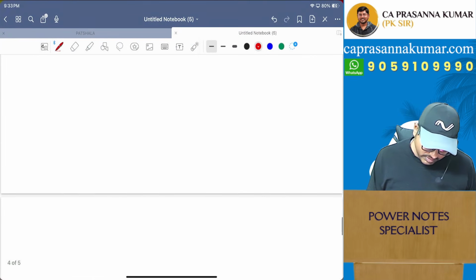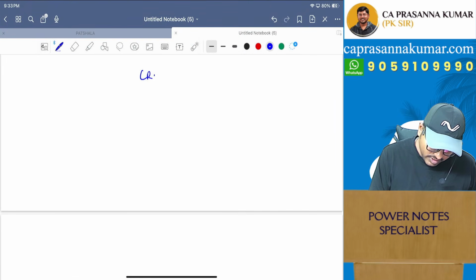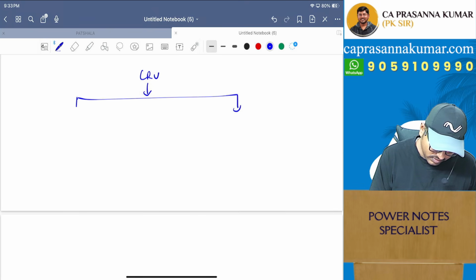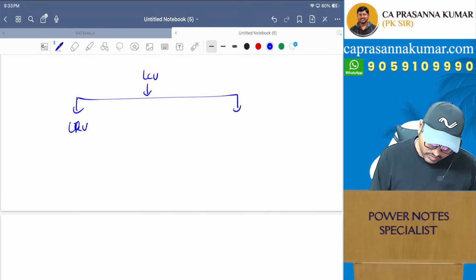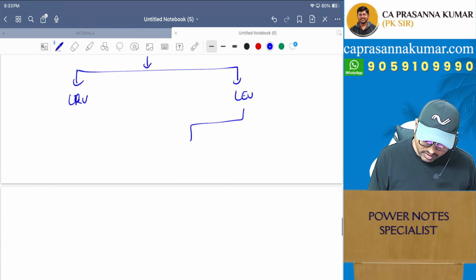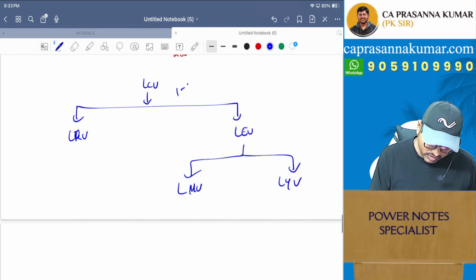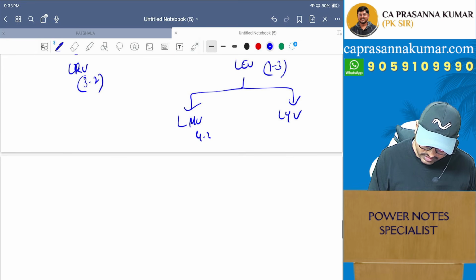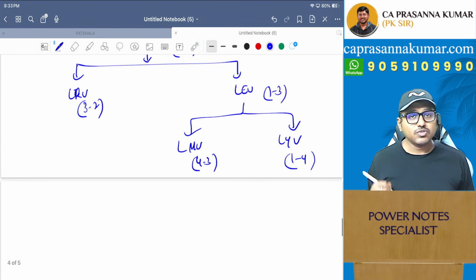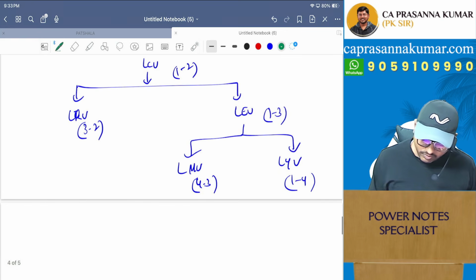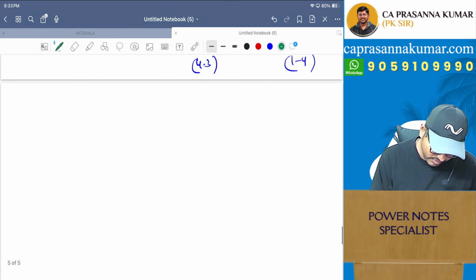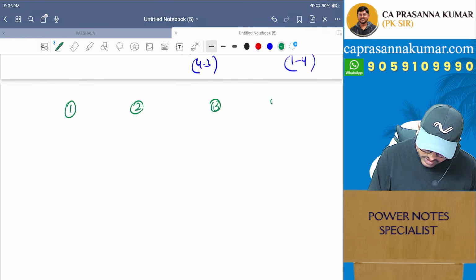Without idle time, what will be our classification, sir? Very easy. Labor cost variance will be divided into two: labor rate variance and labor efficiency variance. Because we have multiple labor, there will be further classification into labor mix variance and labor yield variance. So 3 minus 2, 1 minus 3, 4 minus 3. I'm teaching you how to solve problems faster in the exam. This is purely exam oriented. I'm not going into any logic right now. So 1, 2, 3, 4.